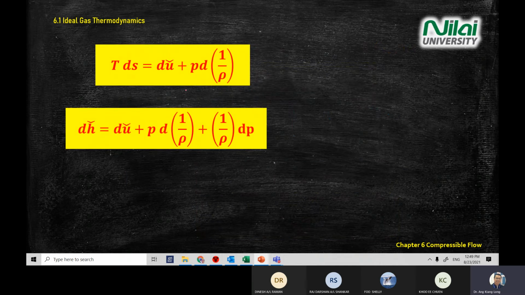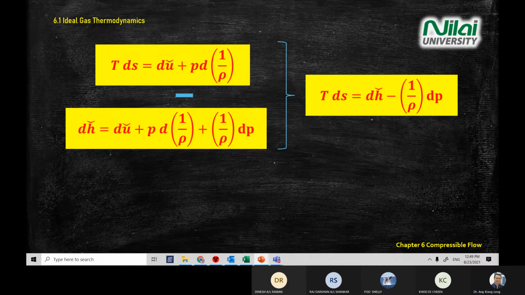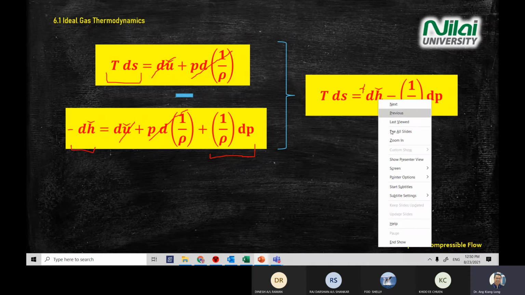If you compare these two equations side by side and take the top one minus the bottom one, you'll get T dS equal to dH minus 1 over rho dP. This one will cancel. This one will become negative because this equation minus this one. So T dS, you move to the left, you get positive dH, and then P d rho minus P d rho cancel. You only have this one left, and so you arrive at the equation on the left-hand side.